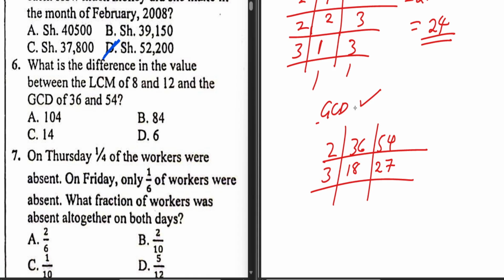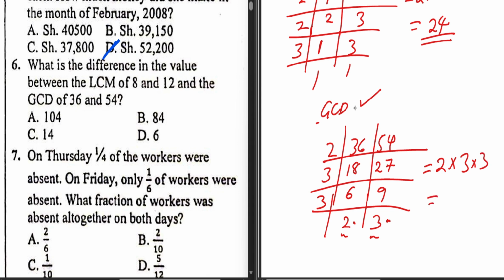So let's divide by 3 then. Then it gives you 6, and this one gives you 9. Can we divide by 3 yet? Yes. This gives you 2, and this one gives you 3. And I think that's the end, because even if I divide by 3, I can go on with this, but it can't go on with 2. So again, 2 times 3 squared, or 3 times 3, giving you 18. So that's the GCD, and that's the LCM.